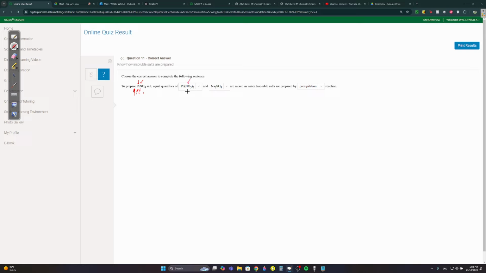Let's see. PbNO3, it has NO3. You guys know anything with NO3 is always soluble. So if you have anything with NO3, then you're going to pick that. And then Na2SO4. Anything with sodium is always soluble. So these two are both soluble. So you choose the soluble answers and you mix them together and you're going to get an insoluble salt. What is this called? The precipitation method or precipitation reaction.